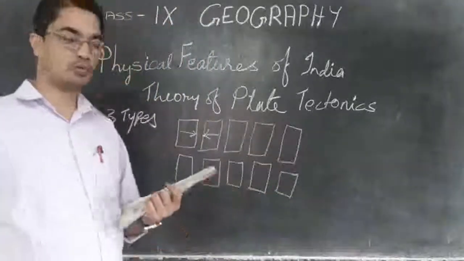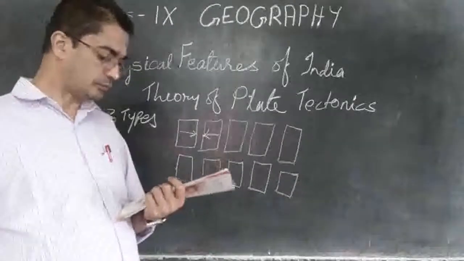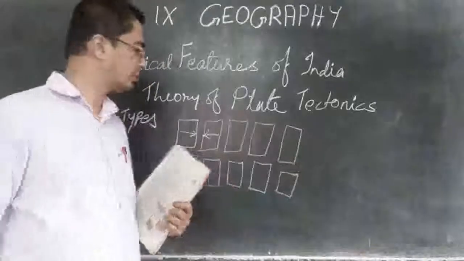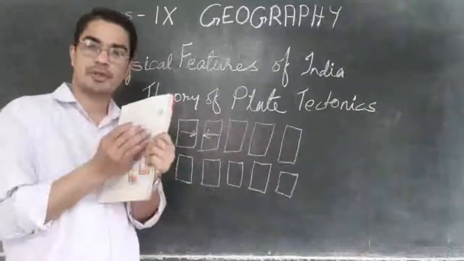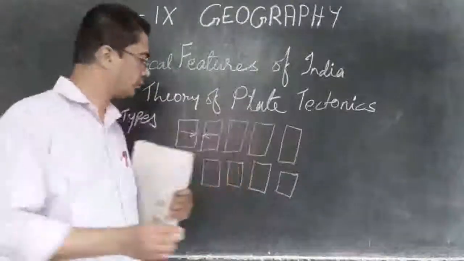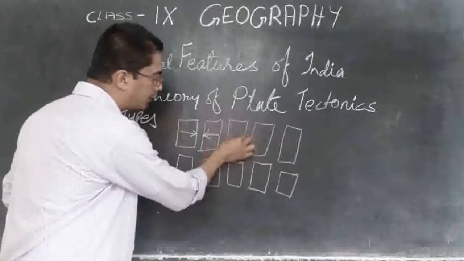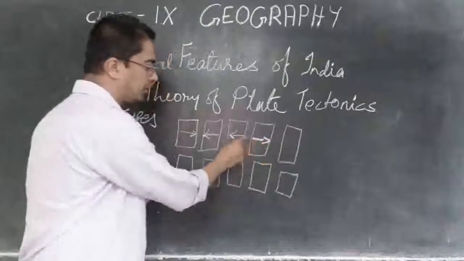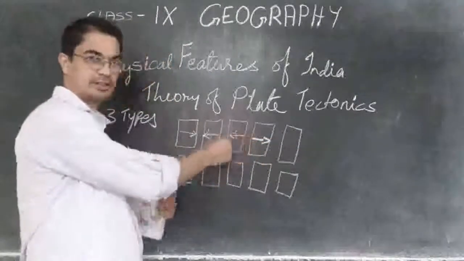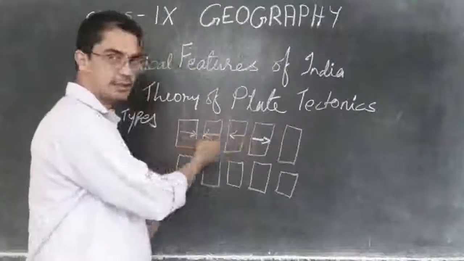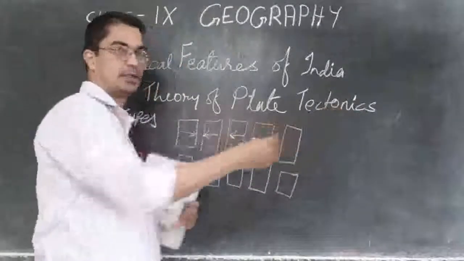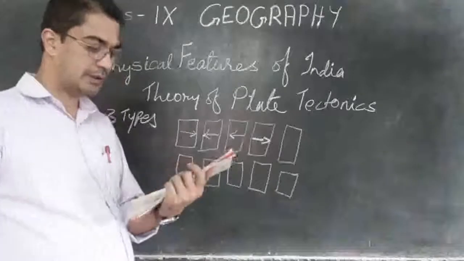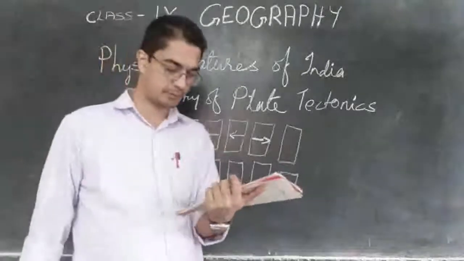Then another type of movement is called divergent movement. That is just the opposite. So instead of coming together, what do they do? They move away. So this one will be moving away this side, and this one will be moving away that side. So here the gap will increase. So that is called divergent boundary.